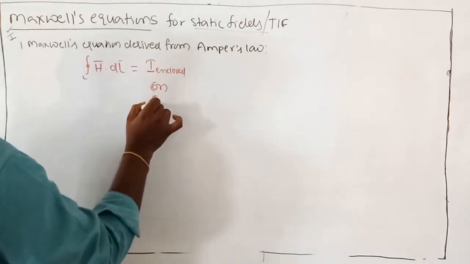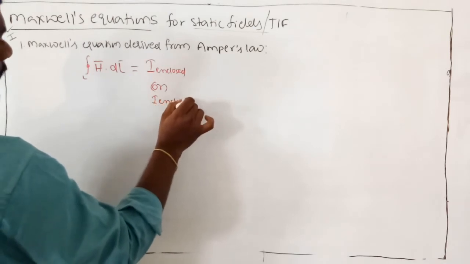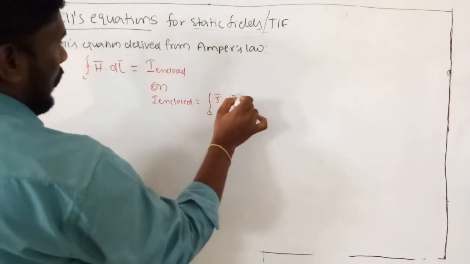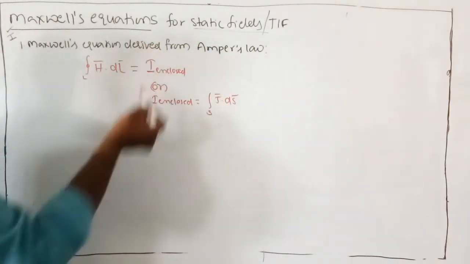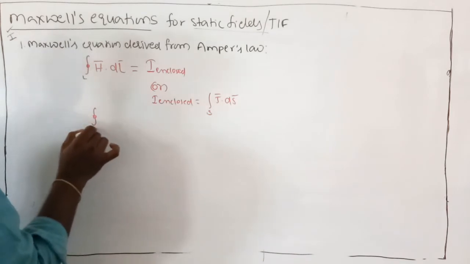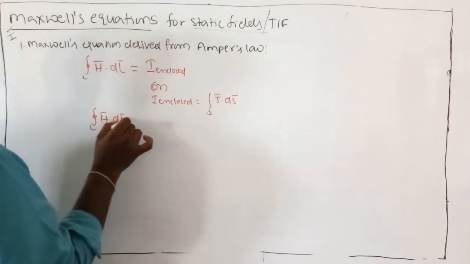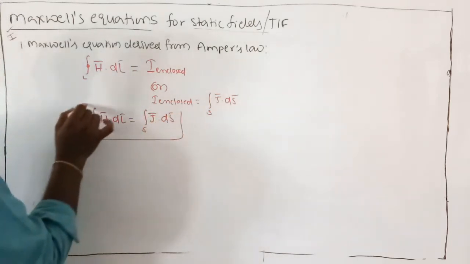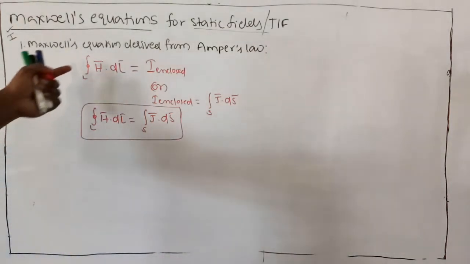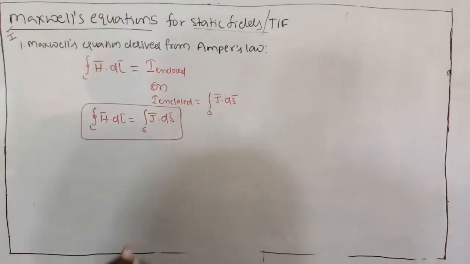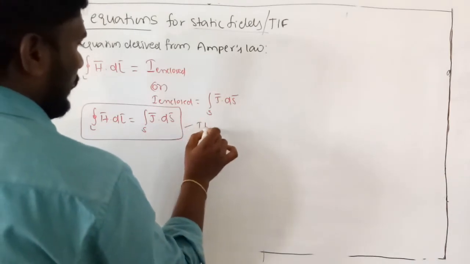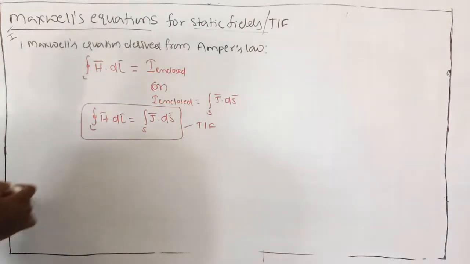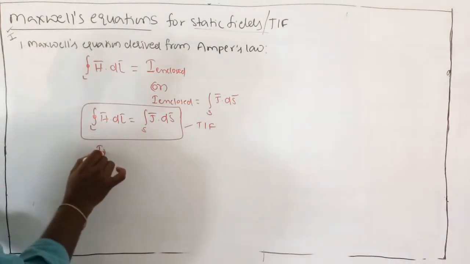Also, we can express the I enclosed in terms of current density, that is the surface integration of J bar dot ds. Just by replacing the I enclosed with this equation, we get the line integration of H bar dot dl bar equal to the surface integration of J bar dot ds bar. This is the expression of Maxwell's equation derived from Ampere's circuital law for time invariant fields, in integral form.